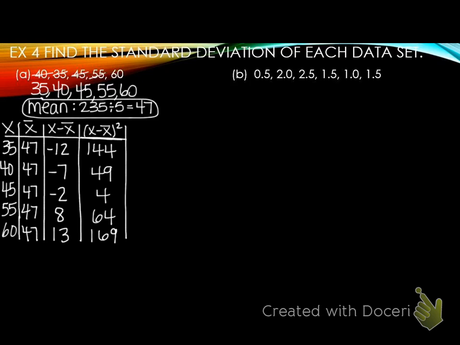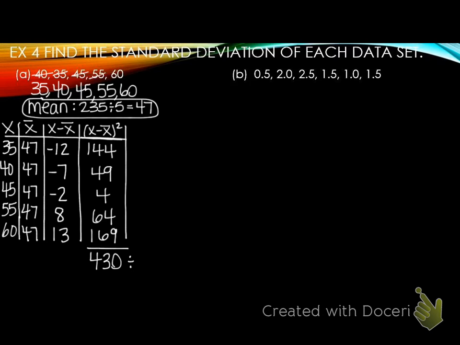So basically, it wants us to take this final row and find the average. So look what I'm going to do. Right at the bottom, I'm going to draw a line and add up all those numbers. All right, so again, grab your calculators. 144 plus 49 plus 4 plus 64 plus 169 gives me a total of what? 430.